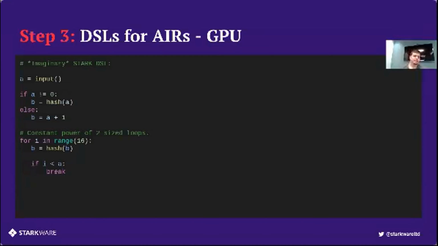So we could design some domain-specific language that compiles to an AIR. It can look, for example, like this. This is an example code of this imaginary DSL. You can call functions. You can have branches and fors.